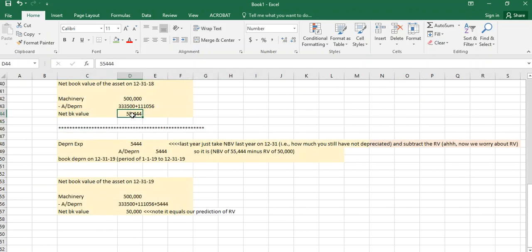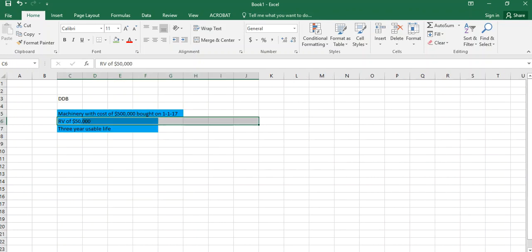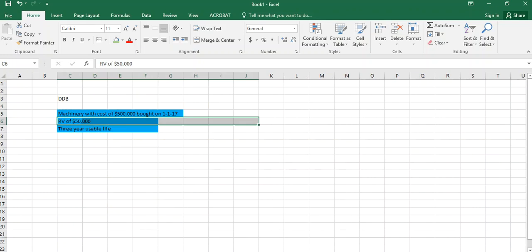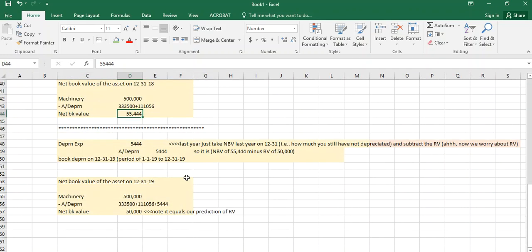So what we take is the 444,000 and we ask ourselves, how much needs to be left over? How much net book value needs to be left over? Well, what needs to be left over in net book value is residual value, right here. So what we do, very simply, is take the 55,444, that's how much potentially we could depreciate, but we want to leave 50,000. So we take 55,444, subtract 50,000, which is the residual value, and we take the difference to depreciation expense. Okay, and that covers us for the very last year.